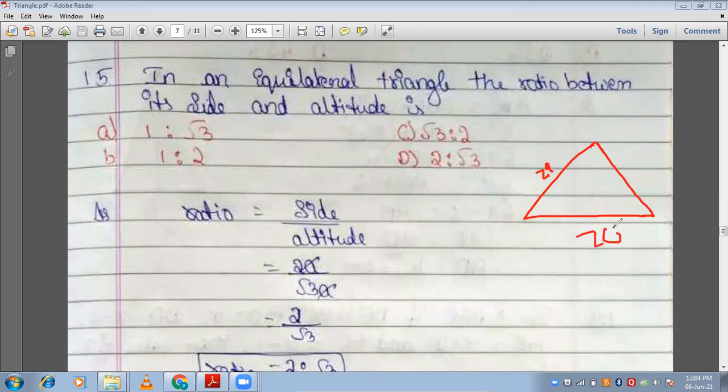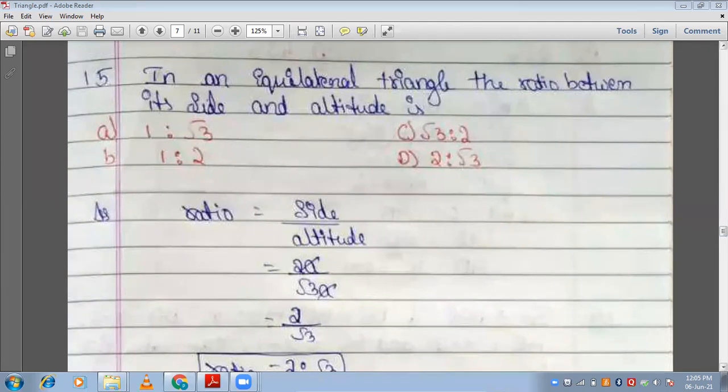2A, 2A, 2A. One theorem is related to this, and for this the height is root 3A. This is a general question, general term. Consider sides 2A, 2A, 2A and height root 3A. Now substitute: side is 2A divided by root 3A. A gets cancelled, so 2 is to root 3. So which option is right? Option D is correct.